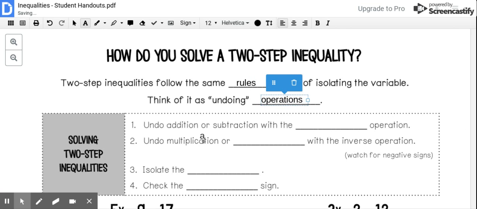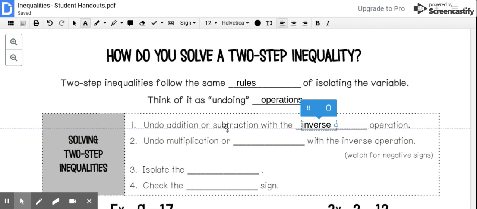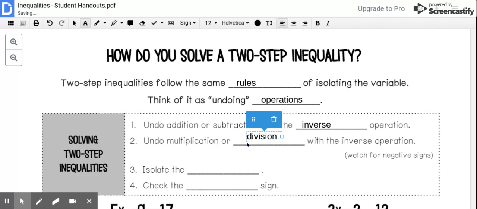So you undo addition and subtraction first with the inverse operation. You always add or subtract first if you can, if it's more than one step. And then you undo multiplication or division with the inverse operation. And then remember this, watch for negative signs. You might want to circle that or highlight that. And then, of course, you isolate the variable, which you're used to.